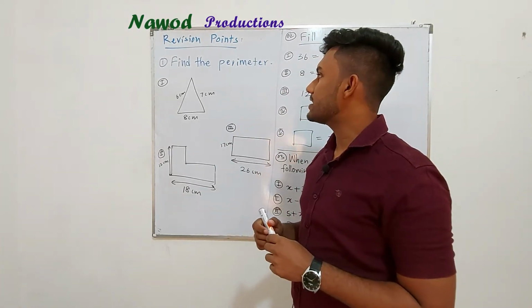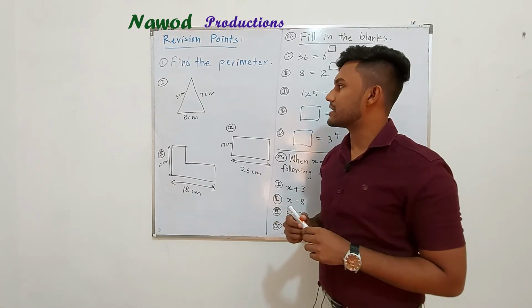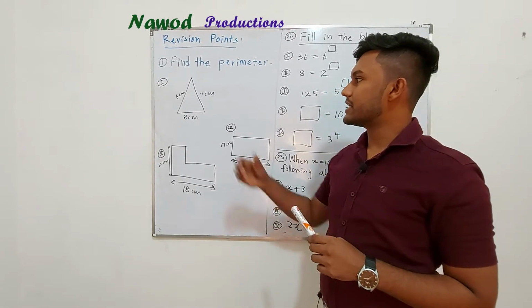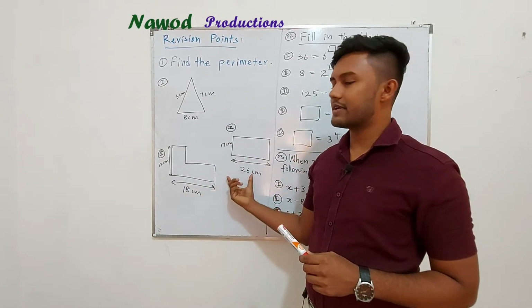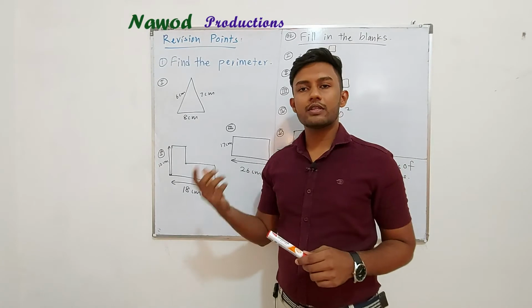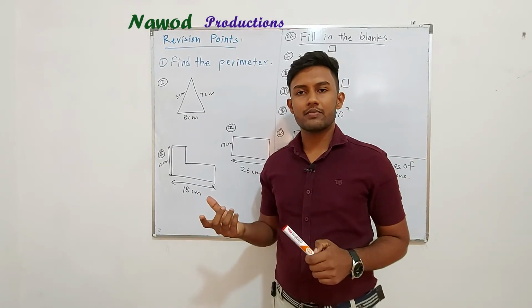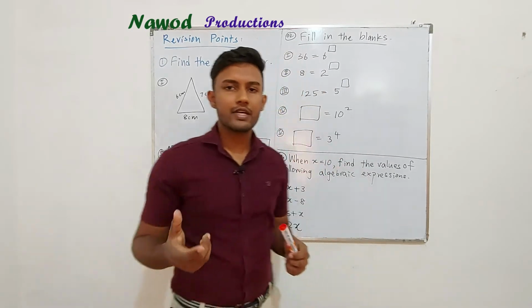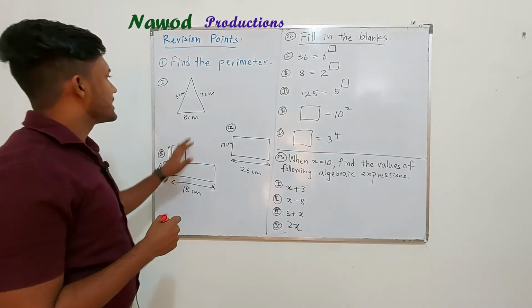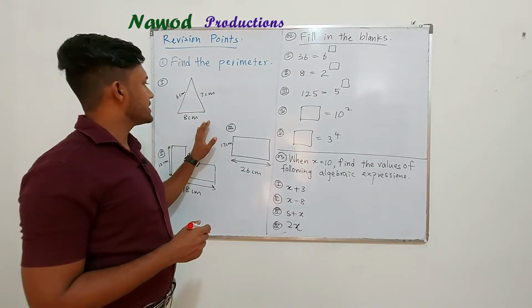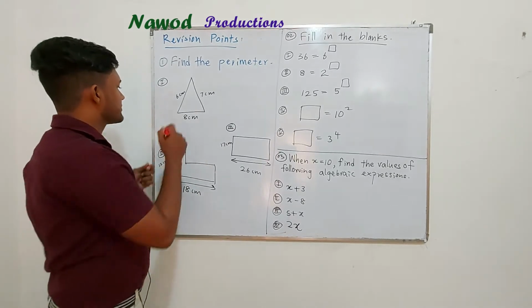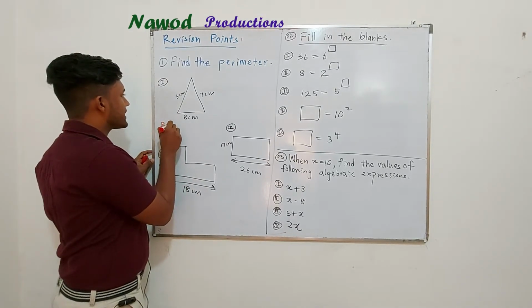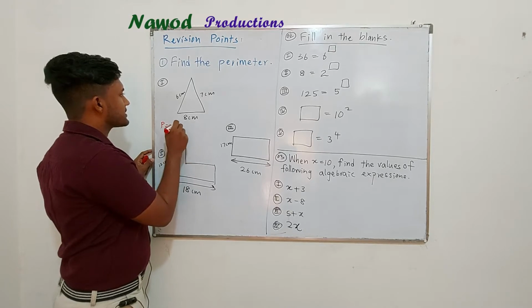First question, you want to find the perimeter. Find the perimeter of the following plane figures, right? Then you know what perimeter is. Perimeter means the total outer boundary of a plane figure. Then dear students, how can we find the perimeter of this triangle? We want to add all the lengths together, right?